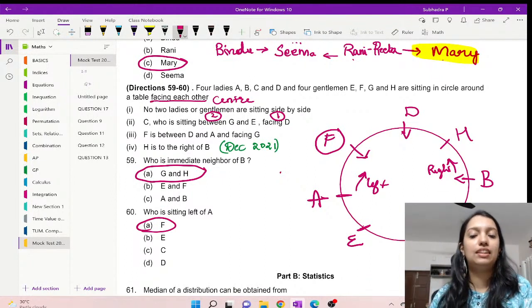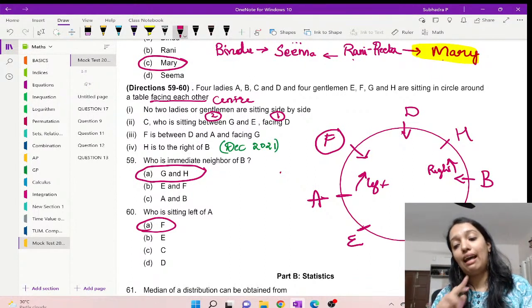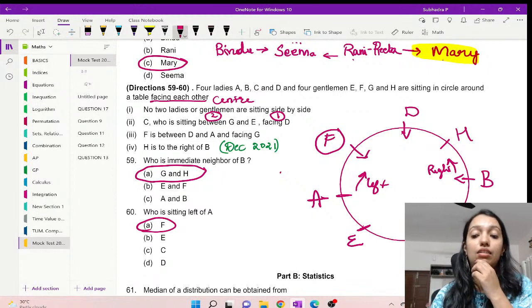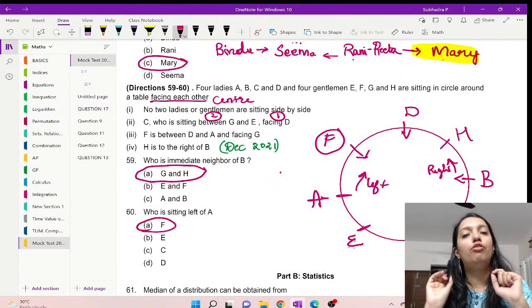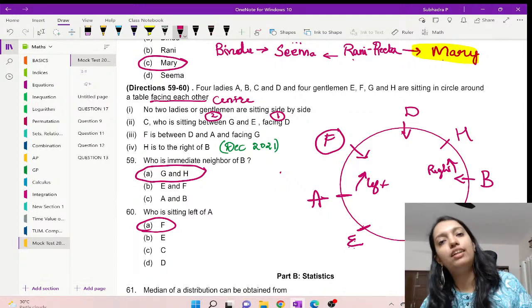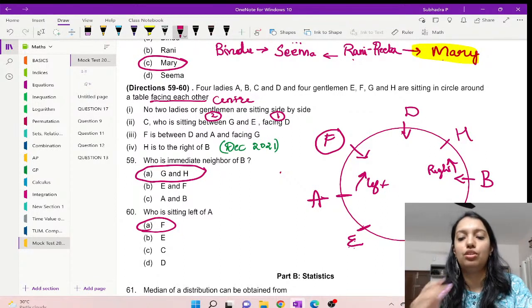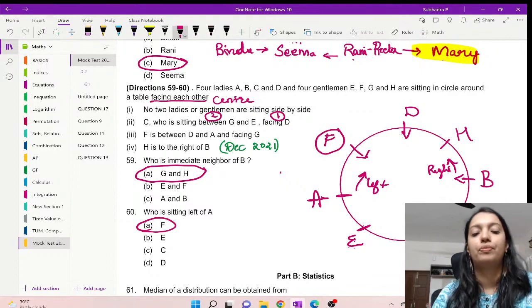I hope this question is clear to everyone. You can do it ulta. I took E and G here. You can take G and E ulta, but you will not get the answer. This is the only right arrangement. If you want, you try it on your own. I tried it first and I got the wrong answer. So that's why this is the correct arrangement.